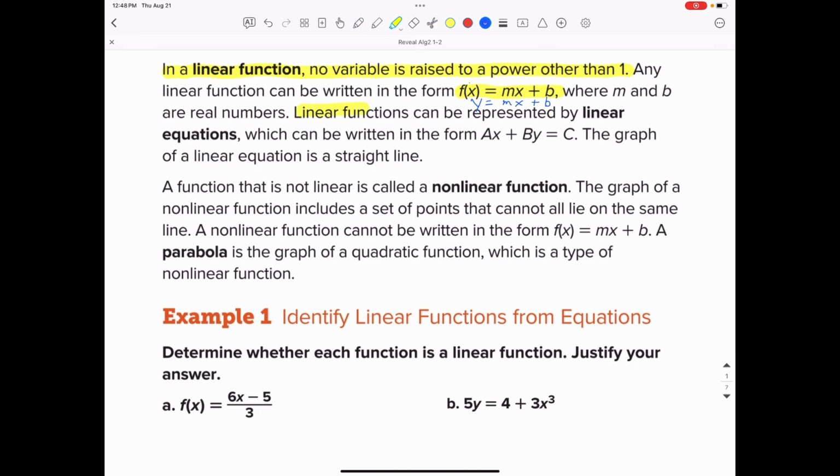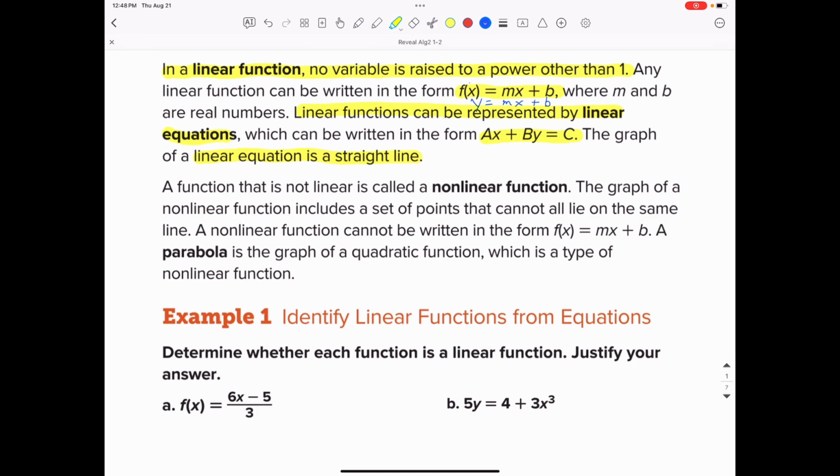Linear functions can be represented by linear equations, which can be written in the form ax plus by equals c. The reason they're called linear equations is because they are straight lines. That's what the graphs look like. Also notice that in ax plus by equals c, there are no exponents as well.